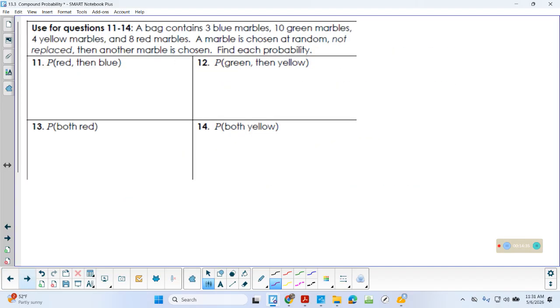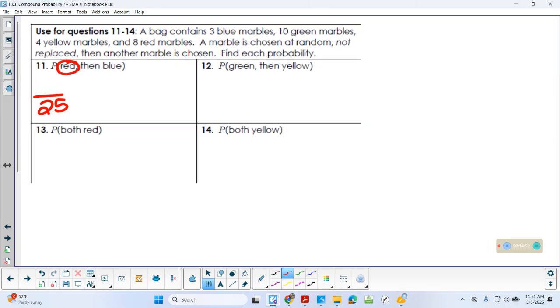Okay, so marbles. We know marbles here. Well, let's first total them. You've got 3 blue, 10 green, 4 yellow, 8 red. How many total marbles are there? So let's start with 25 total. And notice red. Let's do the red fraction first.